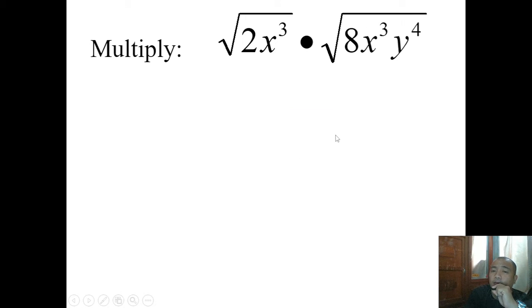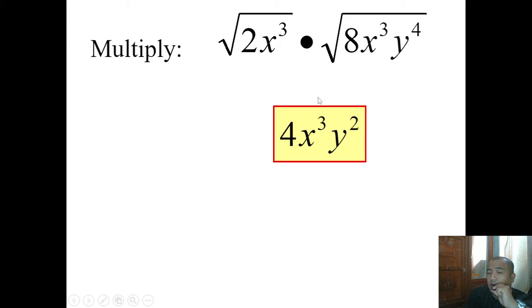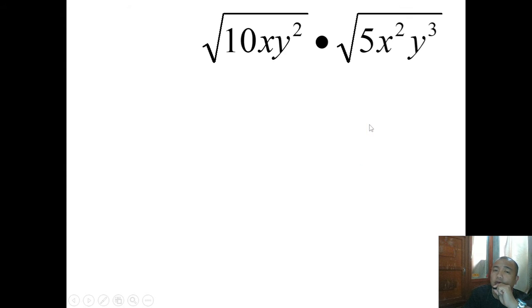How about this? Square root of 2x cubed times square root of 8x cubed y to the 4th. Answer, 4x cubed y squared. Where did you get 4? 2 times 8 is 16. Square root of 16 is 4. X cubed times x cubed is x to the 6. You add the exponents. So, square root of x to the 6 is x cubed. Square root of y to the 4th is y squared.